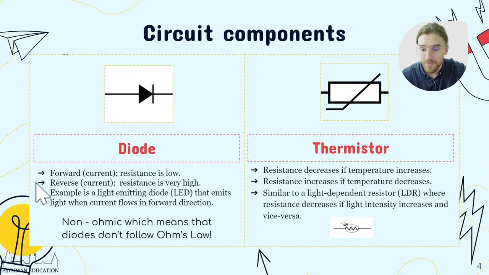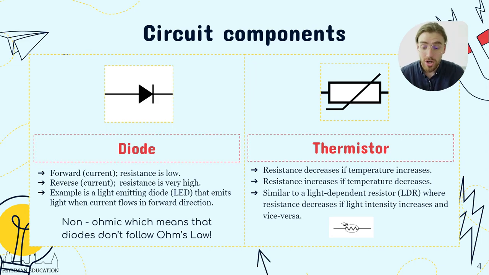The diode is this specific arrow because it shows which direction the current should be flowing through it. If it follows in the forward direction, that means the resistance is going to be quite low. In the reverse direction, the resistance is going to be very high. An example of this is a light emitting diode, an LED. We know that LEDs are very energy efficient, and that's because they have a very low resistance if the current is going in the right direction.